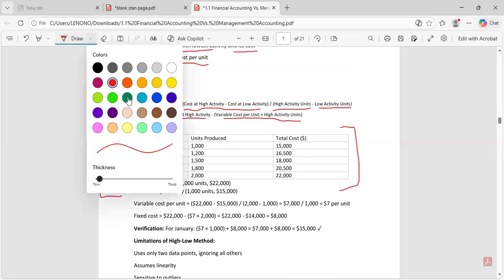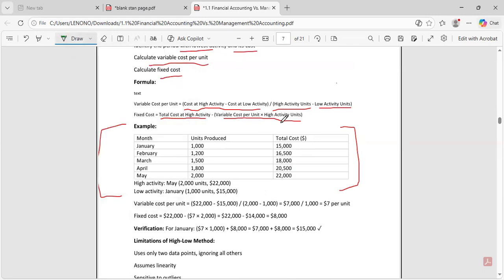From this example, we are calculating the variable cost per unit. We look at the cost at a high activity level. We have 22,000. And the cost at low activity level. So the cost at high activity level is 2,000 units, the cost is that much. At low activity level, 1,000 units, the cost is this much.